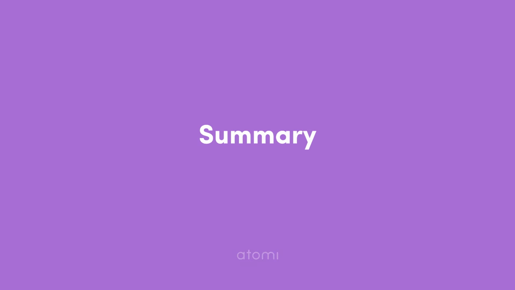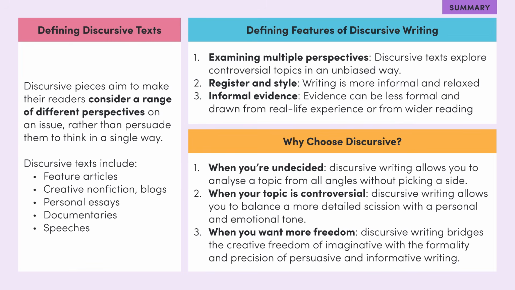And that's a wrap. In this video, we looked at the basics of discursive writing. We defined what discursive writing is, a text that explores a number of angles to a topic. We also examined the main defining features of this text type, namely the discussion of multiple perspectives, the more relaxed register and style, and the more informal evidence included. To cap off, we placed discursive writing in the broader context of Module C, looking at why you might choose to write a discursive over the other styles of writing in the HSC.